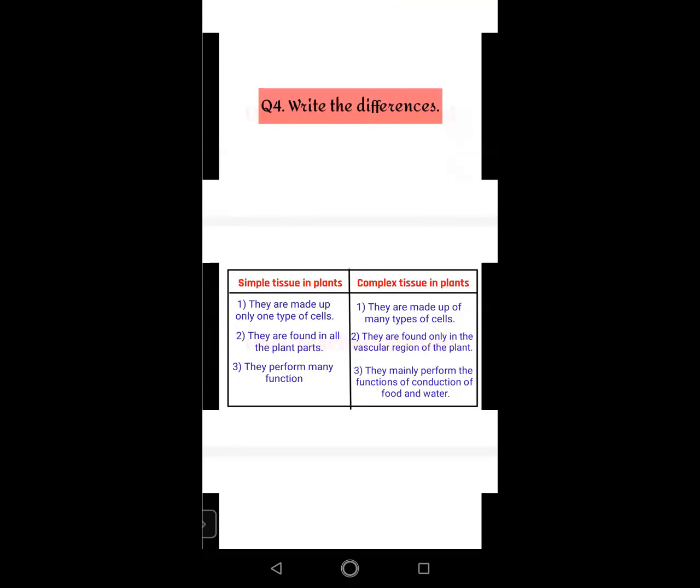Simple tissues in plants and complex tissues in plants. Okay, simple and complex. You have to distinguish the characteristics of both tissues. Simple tissues are made up of only one type of cells, and complex tissues are made up of many types of cells. Second, simple tissues are found in all parts of the plant, wherever you see.